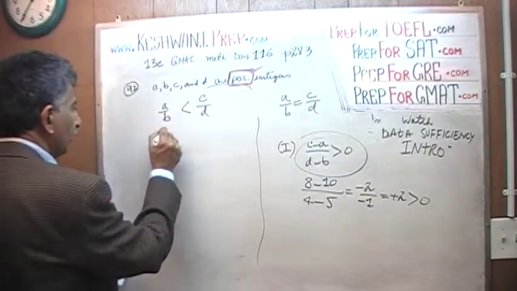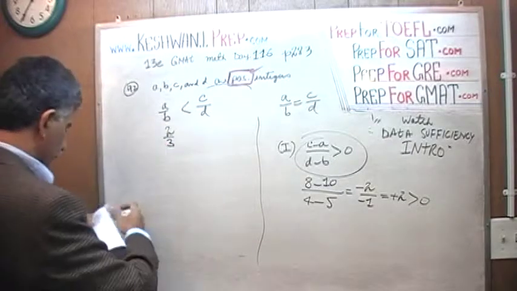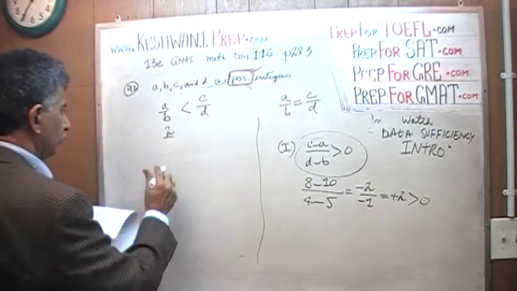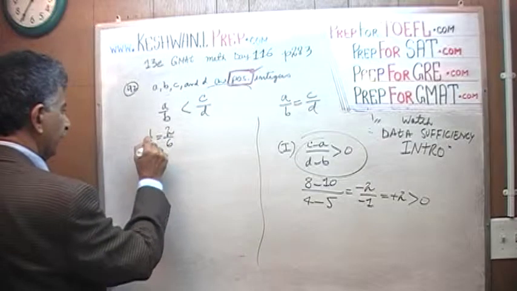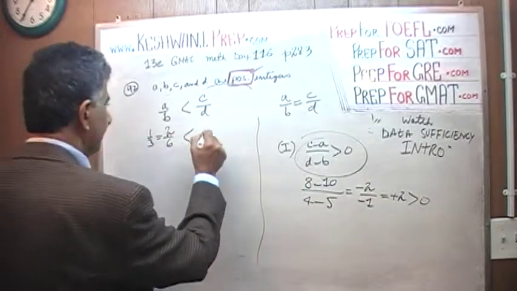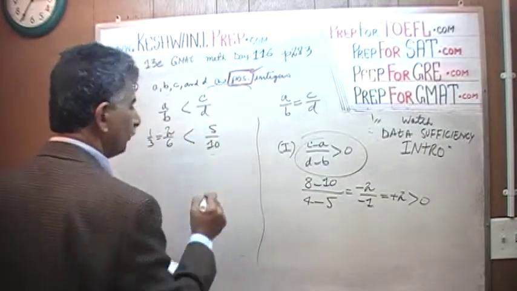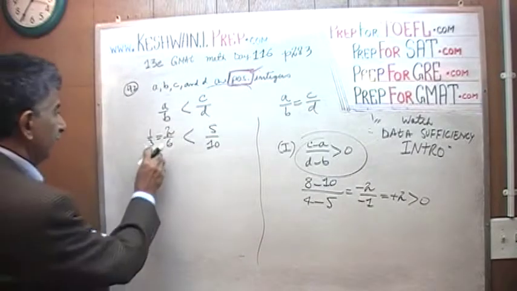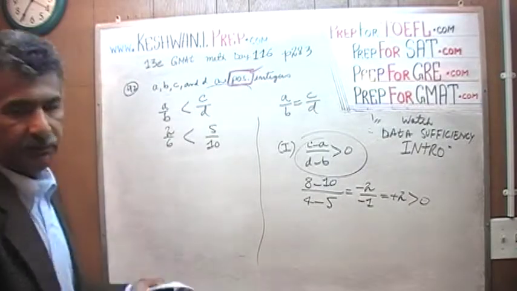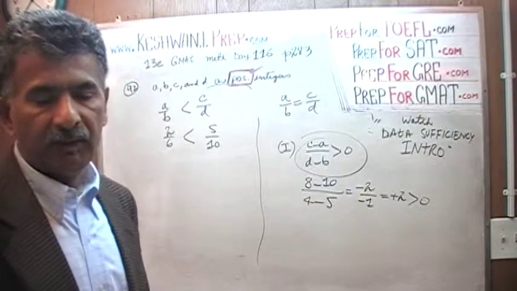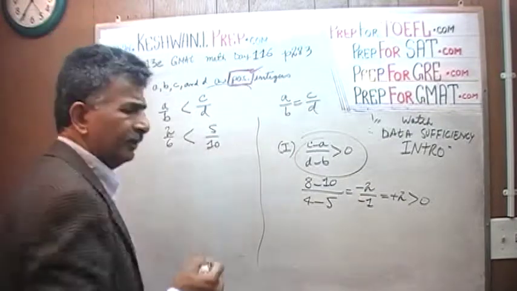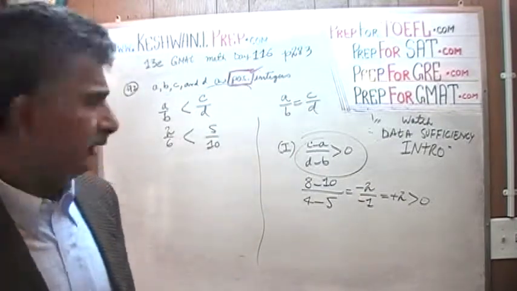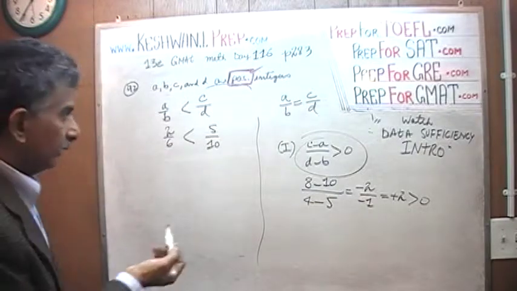So here we go. 2 over 6, which we know is 1/3. Is 1/3 less than 5 halves? Of course 1/3 is less than 5 halves, because 5 over 10 equals half, and of course half is greater than 1/3. Now let's see if it works here.